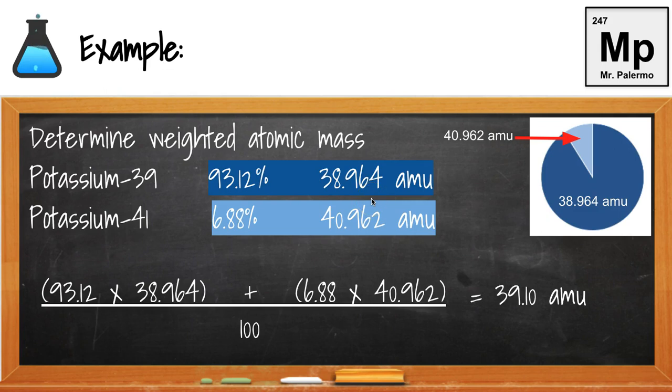Again, looking at our two values here, we notice that our weighted average falls in between these two values, which it should. If it doesn't fall in between those values, you know you made a mistake. And then if you look here, if the vast majority has a mass of approximately 39, it makes sense that our weighted average is much closer to 39 than it is to 40.